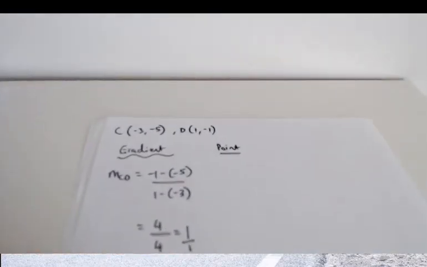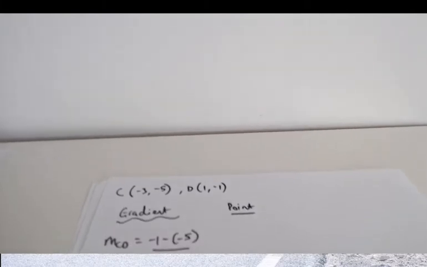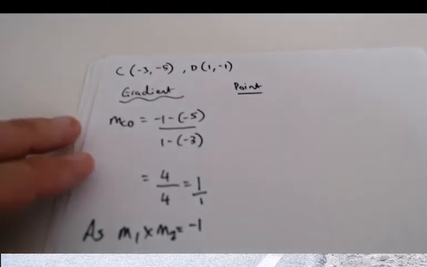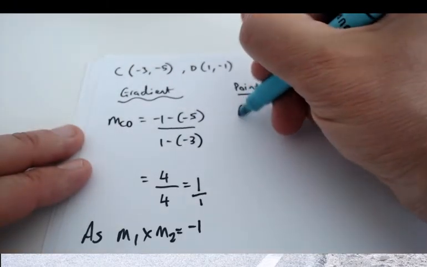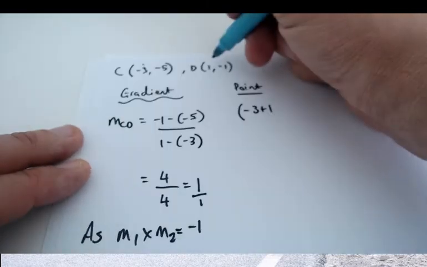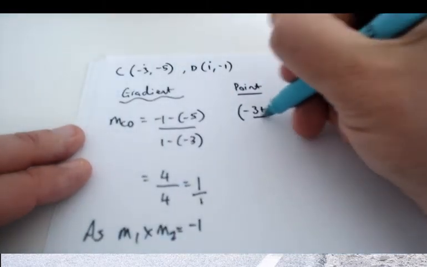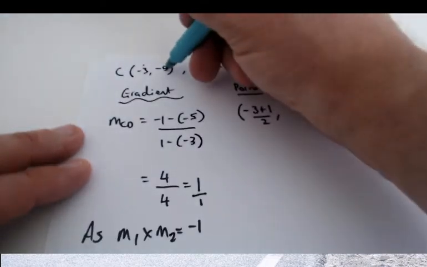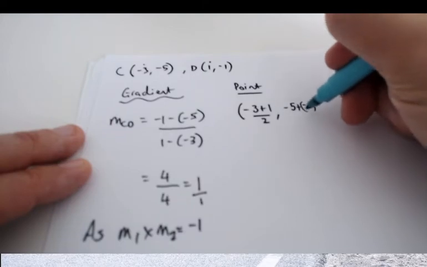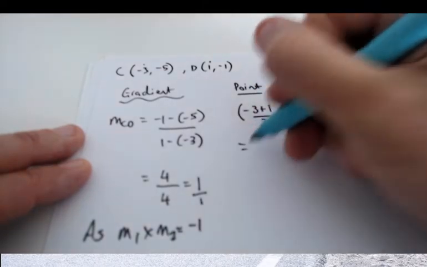So I want the midpoint of CD. To get the midpoint of CD, you're going to add together the two x coordinates. So that's minus 3 add 1. And then we're going to half it. We're going to add together the two y coordinates. Minus 5 add minus 1. And then you're going to half it.